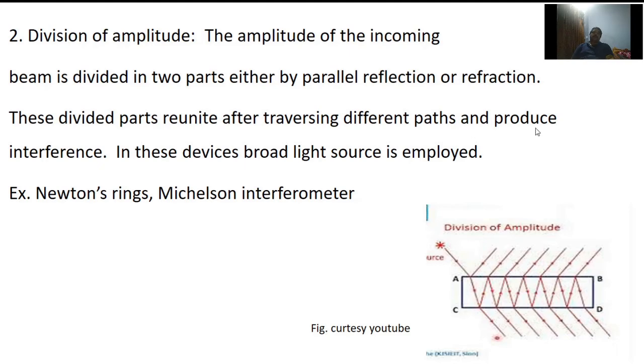So here the amplitude of the incoming beam is divided into two parts either by parallel reflection or refraction. These divided parts superpose after traversing different paths and produce an interference pattern. In this device, a broad light source is employed. Examples: Newton's rings, Michelson interferometer.